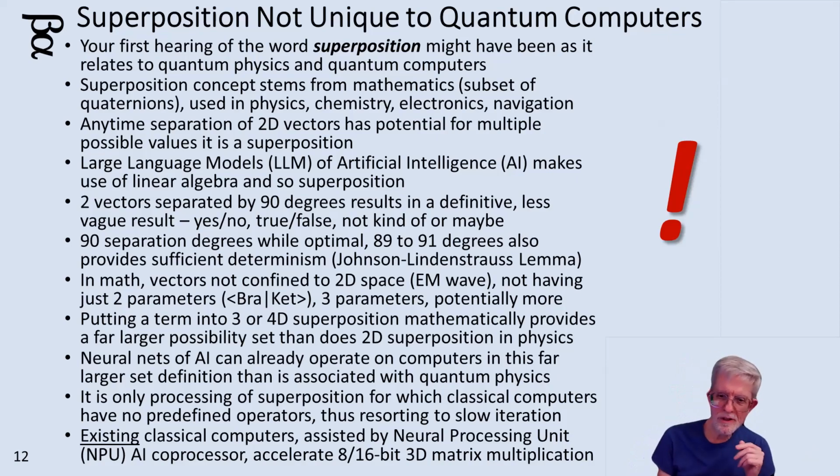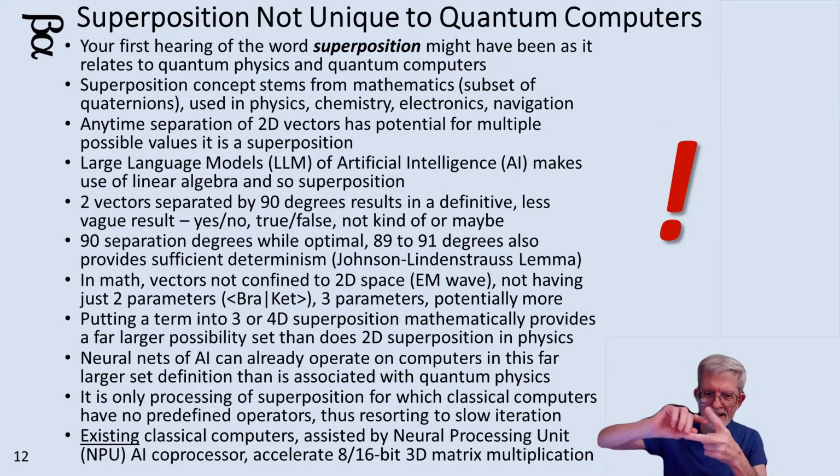If you learn about large language models and artificial intelligence, they use linear algebra, and therefore the math uses superpositioning without even getting into quantum computers. And it turns out that if you have two of these vectors in either linear algebra or quaternions, and they're separated by 90 degrees, they're so far separated that you have a definitive result. In other words, it's yes, no, true, false, 0, 1, based upon the separation of those. But 90 degrees is not what you are required to have. You can actually make it 89 to 91 degrees.